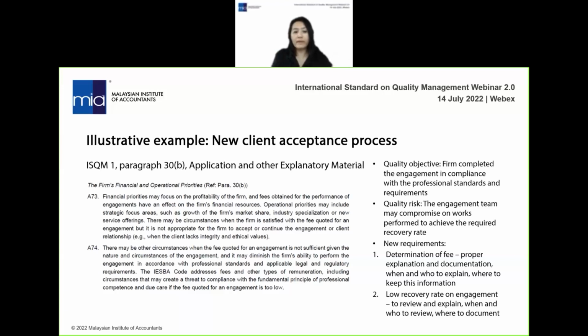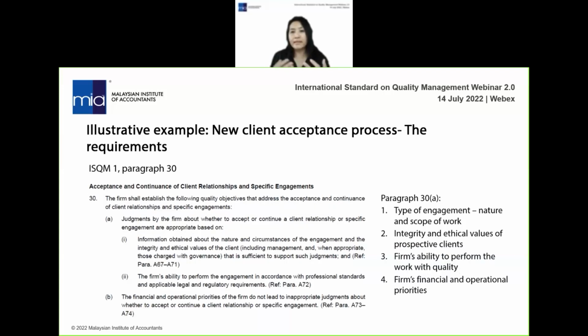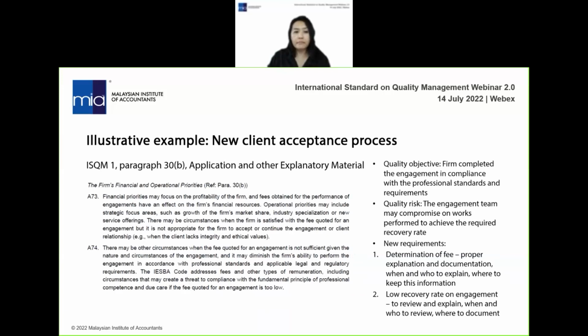It might be very difficult for us to understand what exactly the standard setter wants. But if you look at the explanatory material, they are trying to tell you what is meant by the financial priority, and what is meant by the operational priority. After you have read these two paragraphs, then you can summarize that in the process of determining your fee, you need to properly explain in documents, if the fee is too low or too high, why you set such a fee. So you need to have explanations and documentation. If your recovery rates are too low, meaning your fee is very low, then why do you still continue with these clients? You have to review what the issues are and why the recovery rate is so low. Then you have to explain.